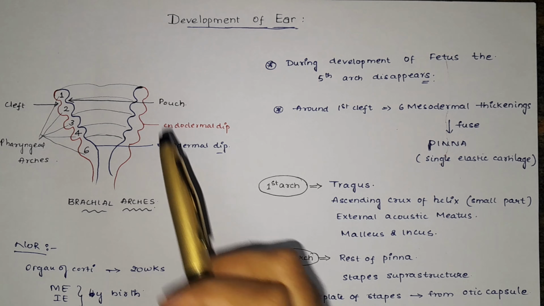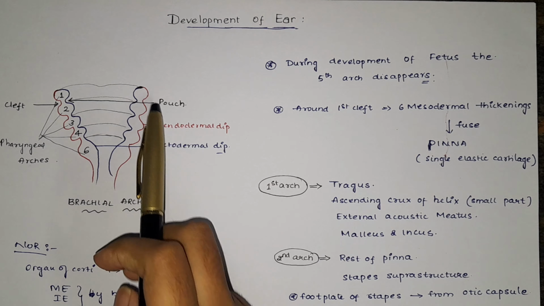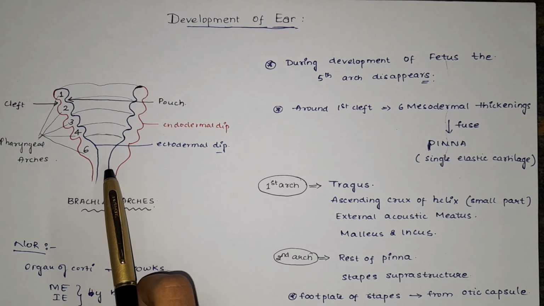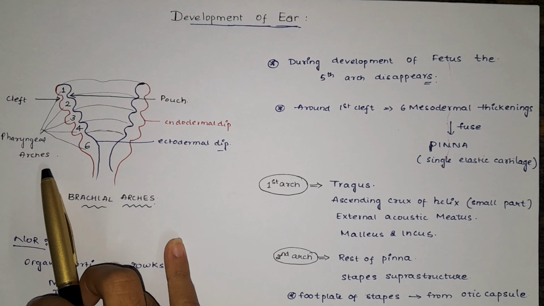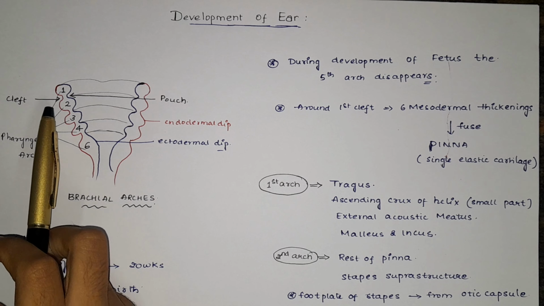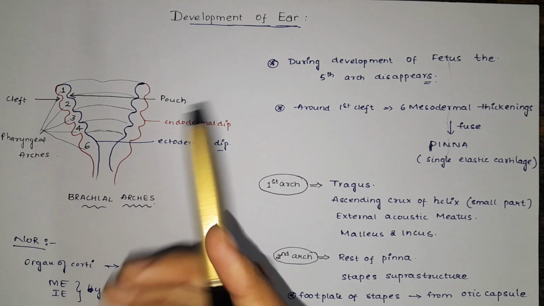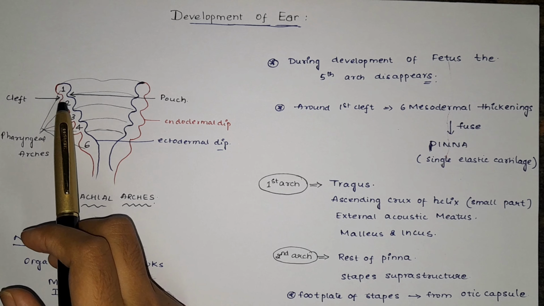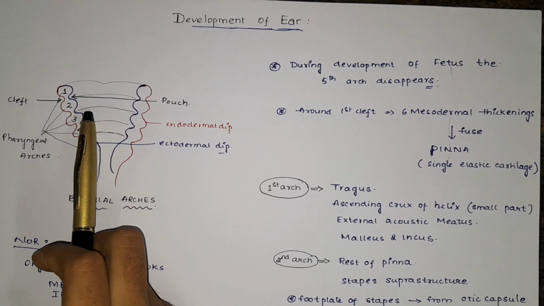In these branchial arches, we have ectoderm, endoderm, and mesoderm. The red color one you are seeing is the endodermal lip, and the blue color one you are seeing is the ectodermal lip. As this appears, 1, 2, 3, 4, 6 are the pharyngeal arches. When there is a pit like this, it is called a cleft. And the endodermal pit is called the pouch. Cleft is different from the pouch.